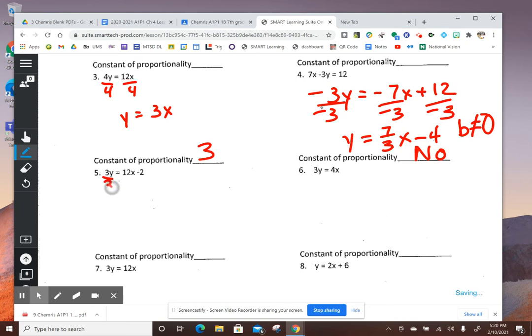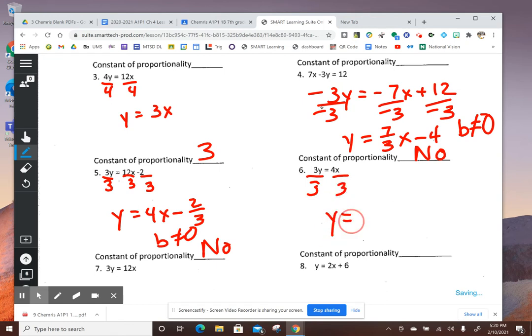B does not equal 0, so this is no. For this one, divide by 3, divide by 3, divide by 3. Y equals 4x minus 2/3. B does not equal 0, so no. Here, divide by 3, divide by 3, y equals 4/3 x. So my constant of proportionality is 4/3.